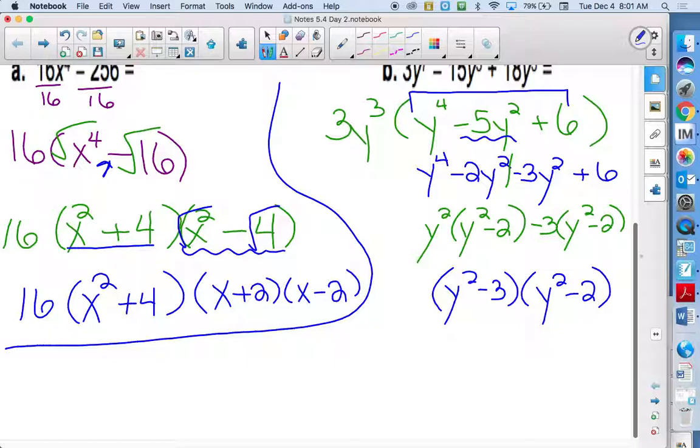And then Bram told us to take a GCF out. Don't forget about that GCF. It's part of our answer, 3y cubed. 3y cubed, y squared minus 3, y squared minus 2. Can these be factored? Are they perfect squares? Can you take the square root of 3? Can you take the square root of 2?